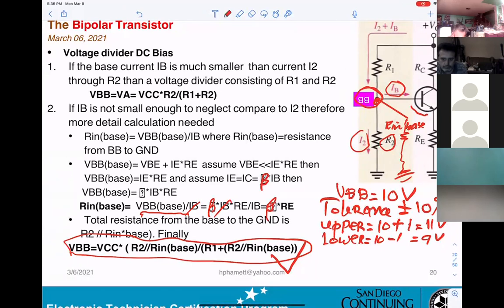So basically, you need to calculate the actual R in base in parallel with R2, then you can apply the voltage divider.